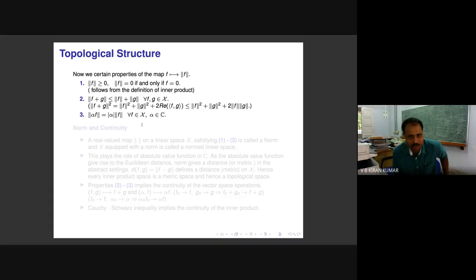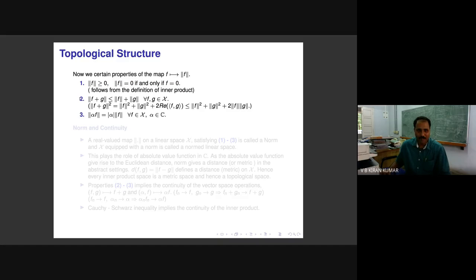Now let us come to the most important part of the story. We already introduced the notation norm F. Now we consider the map F going to norm F. Let us prove certain properties of this. Norm F will always be non-negative. That is evident from the definition because norm F is defined to be the positive square root of inner product FF. And norm F equals 0 if and only if F equals 0, because norm F equals 0 means inner product FF equals 0. Therefore, F equals 0 by the definition of inner product. So the first property is evident.